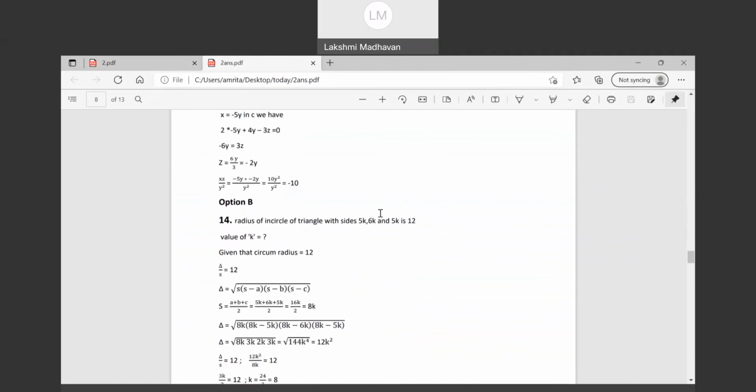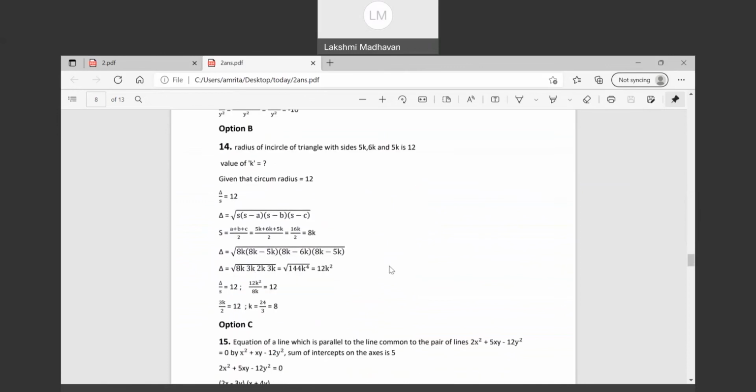So the sides are 5k, 6k and 5k, and the radius of the inner circle of the triangle is given as 12. And this k has to be found. So how many of you remember this equation, delta by s equal to 12? We are going to solve this. How to find delta? We know this, right? Root of s into s minus a into s minus b into s minus c. How to find the value of s? a plus b plus c by 2. So 5k plus 6k plus 5k by 2, we have the value as 8k. Now just solve this with s as 8k, and we'll have the value of delta. It's 12k square.